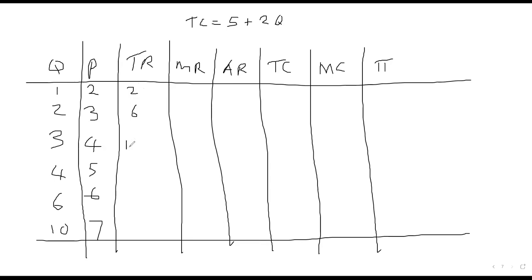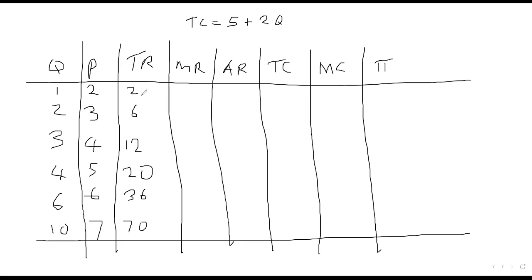6, 12, 20, 36, 70. Oh no. Instead of that, how do we find the marginal revenue?